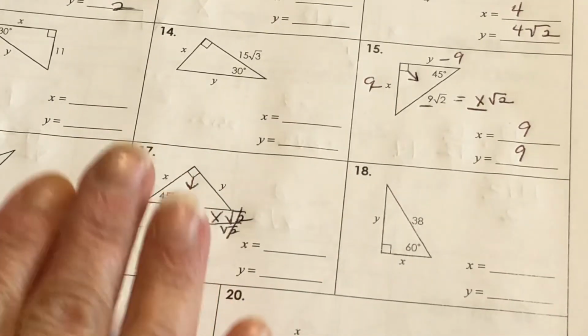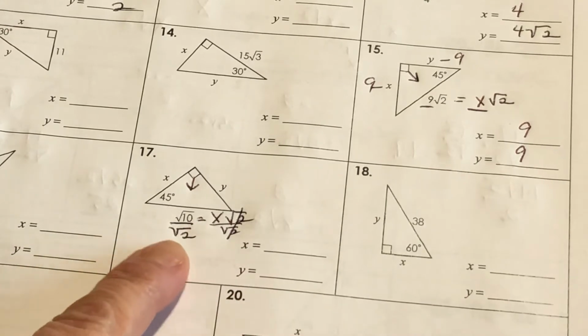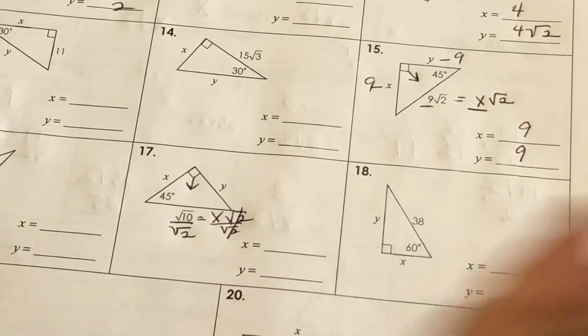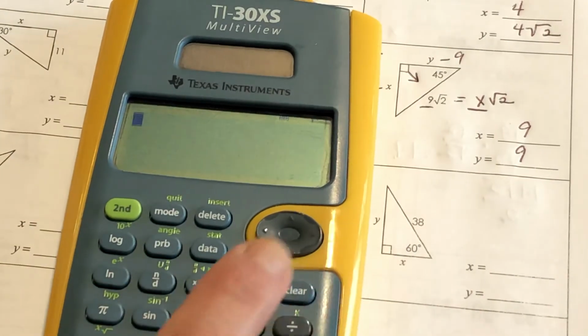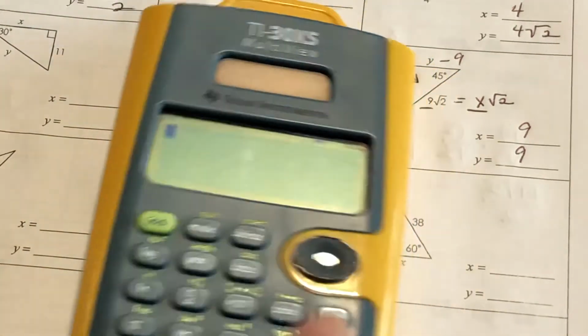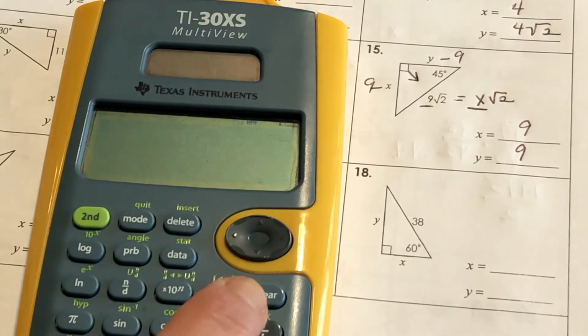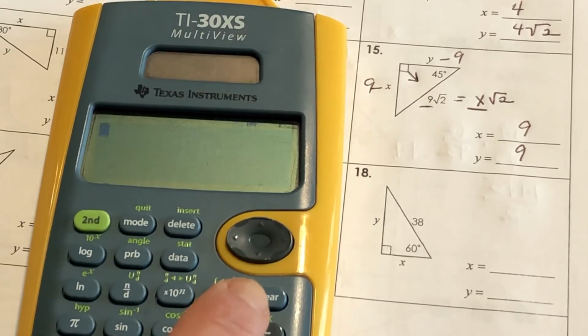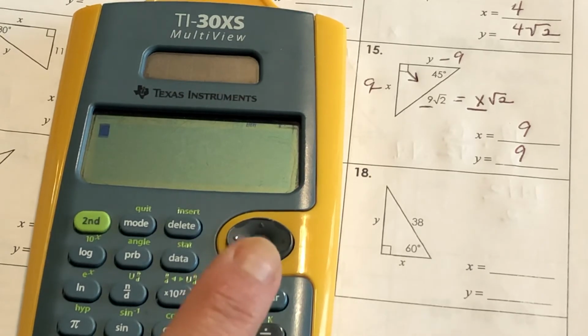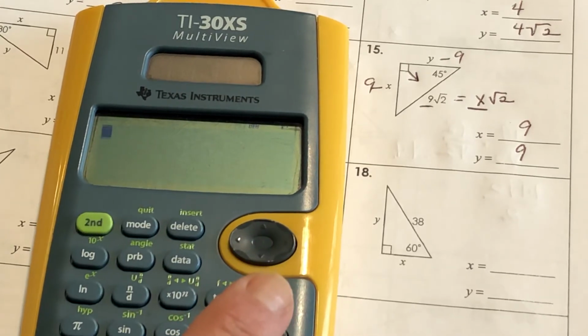Now I could spend time rationalizing that denominator, but I have a calculator. And if you have one, now's a good time to take it out. You're going to need it probably for some of the practice problems that we have. And if you don't have one, you can use the one on your phone if you need to. So let's take a look here.